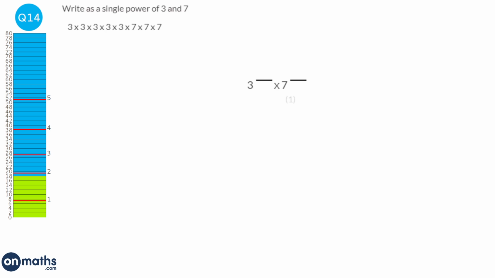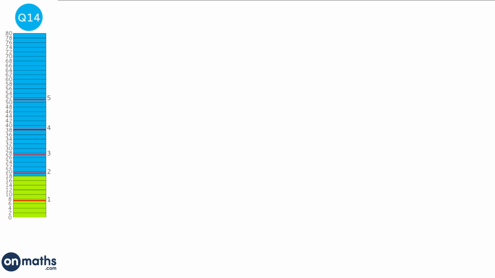We have to count how many 3's there are multiplied together by themselves. So there's 1, 2, 3, 4, 5. So this is going to be 3 to the power of 5. And how many 7's? 1, 2, 3. So it's going to be 7 to the power of 3.